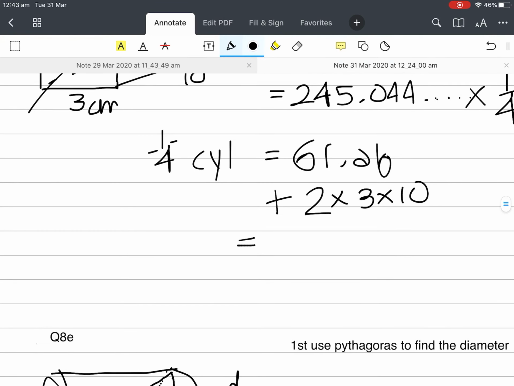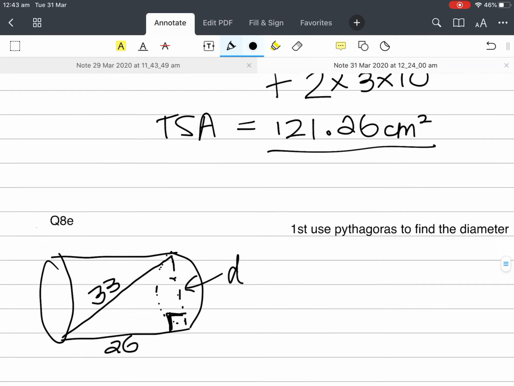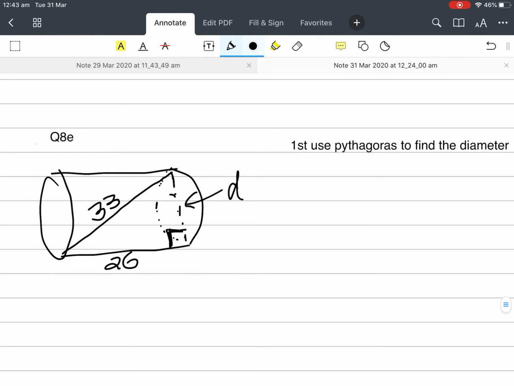So that means I've got to do 61.26 plus 60, which gives me 121.26. Now, I can't remember what the units were, so I'm going to say they're centimetres squared. So the total surface area of that particular shape should be 121.26 centimetres squared.